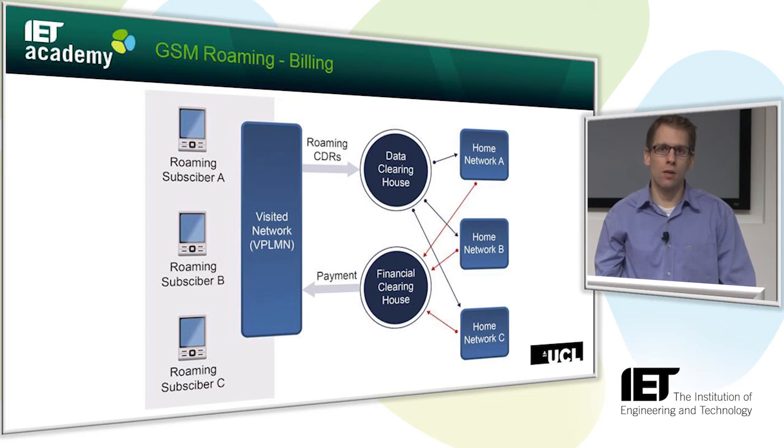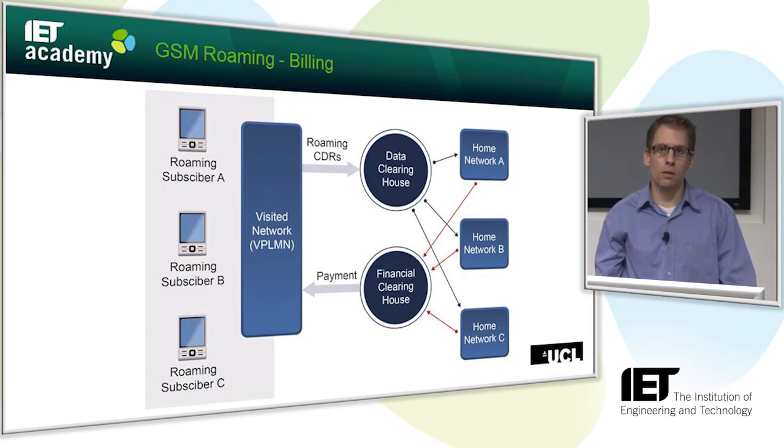Every day, the visited network sends the CDR files to a data clearinghouse, which sorts the CDR records according to the home network ID, which is contained in the subscriber's IMSI number. Subsequently, the data clearinghouse collates the CDRs according to the home network ID, rates them according to an interoperator tariff, and sends them off to the relevant parties.